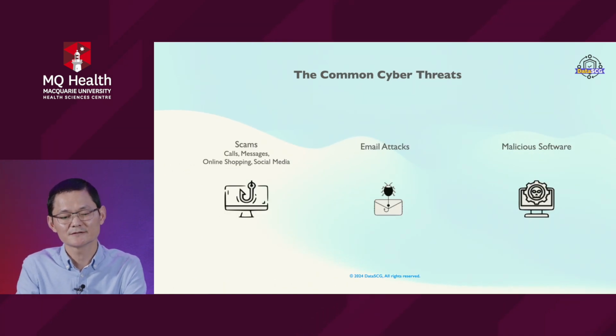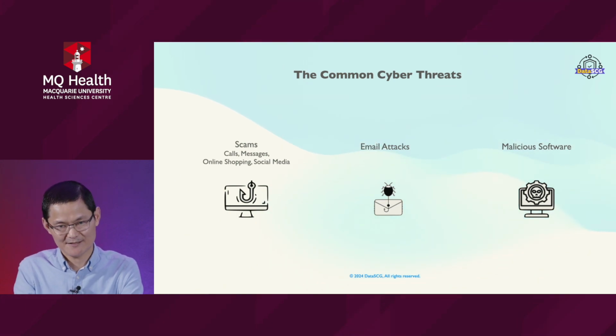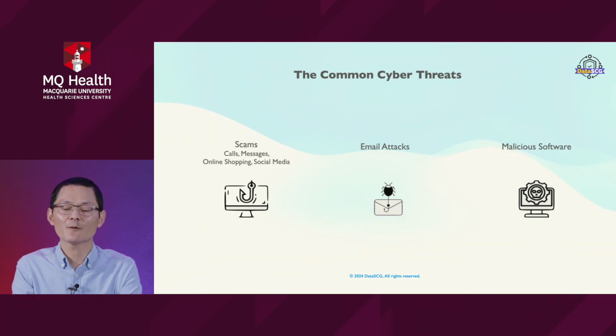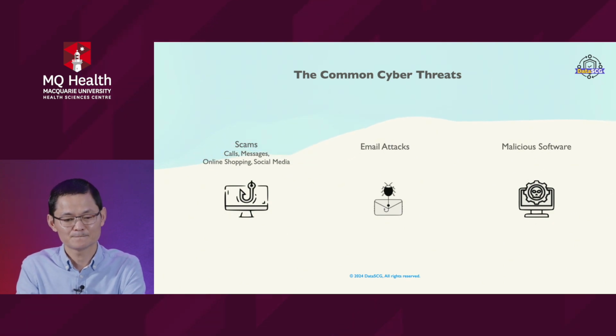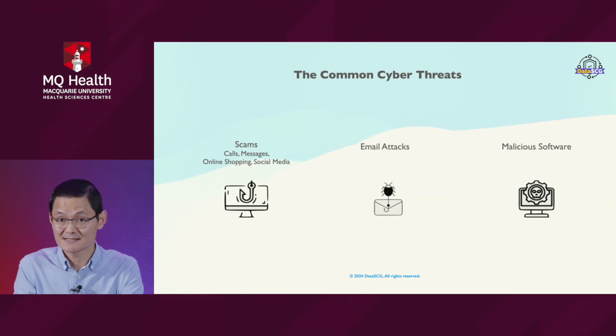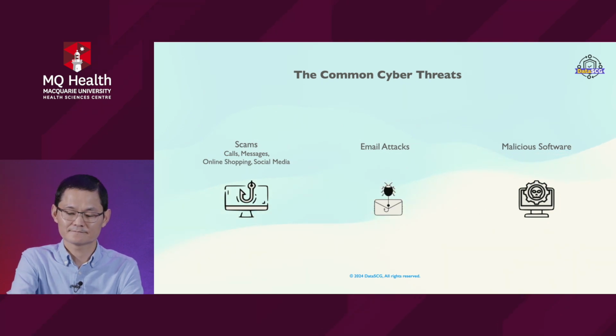So, what are the common cyber threat types? According to the latest industry data, there are 3 common types: scams in the form of phone scams, texts, online shopping scams, and social media; email attacks; and malicious software. Now, let's unpack each of them.